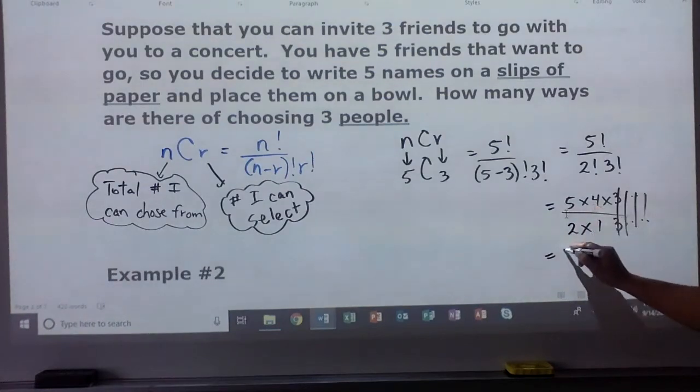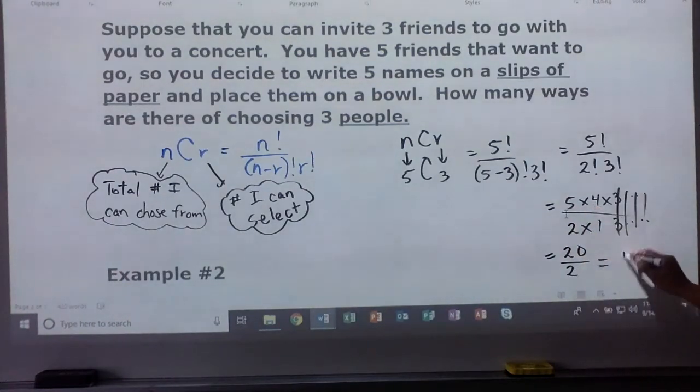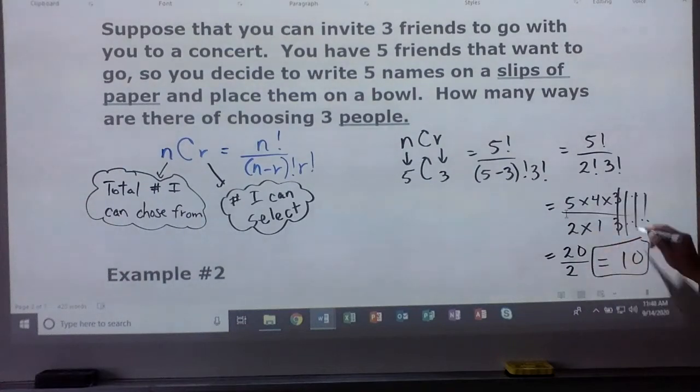5 times 4 gives me 20. 2 times 1 gives me 2. My final answer equals 10. That is when you are using the combination formula.